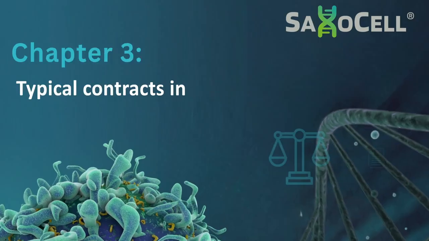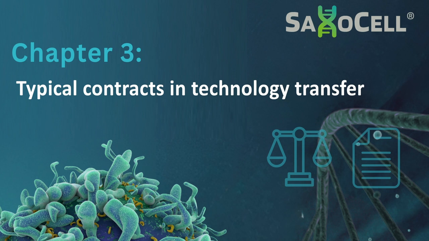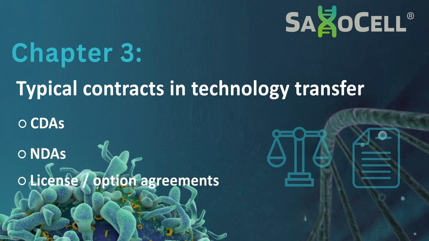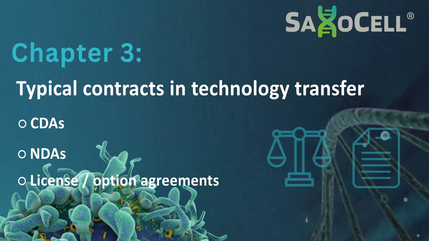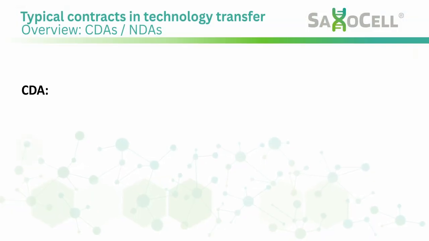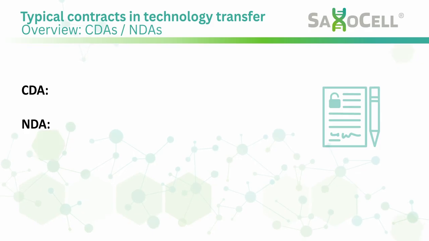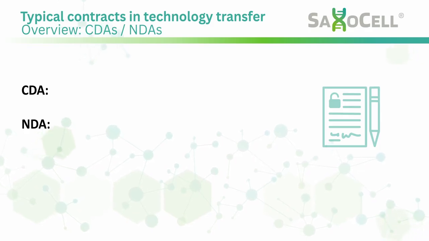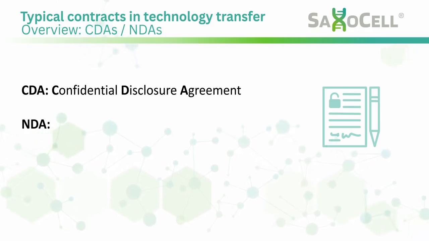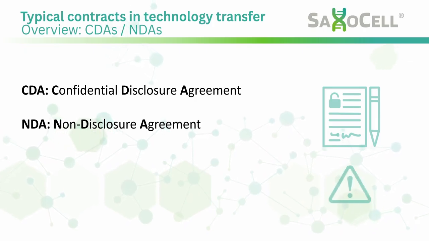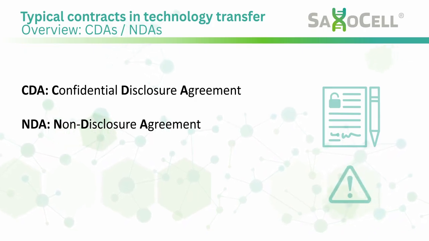In Chapter 3, we will look at the different types of contracts such as CDAs, NDAs, and license agreements, and how they work in technology transfer. Let's start with CDAs and NDAs. Usually, they represent the very first contract negotiated with your industry partner. It stands for Confidential Disclosure Agreement or a non-disclosure agreement. Be aware that these contracts set the tone for a collaboration.